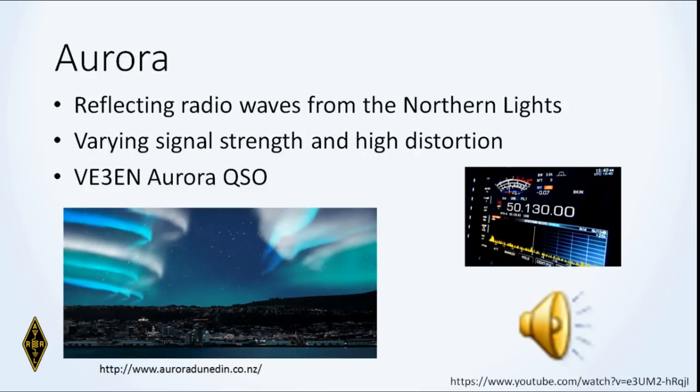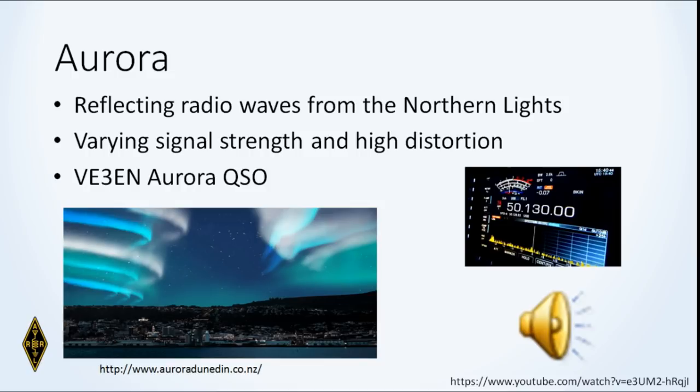All right, aurora. One thing that will happen if there's disturbance on the sun is it'll send particles to the Earth. And those particles will actually interfere with the magnetic fields of the Earth. The result in the northern hemisphere is the aurora borealis. In the southern hemisphere, it's the aurora australis. Pretty lights, but it disrupts radio communications in the northern latitudes.